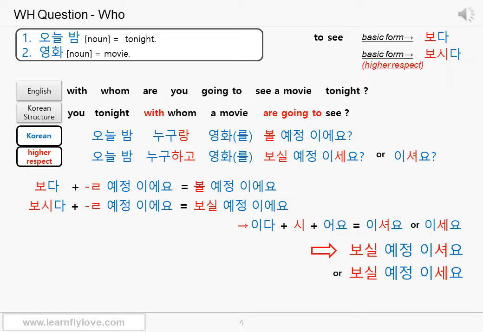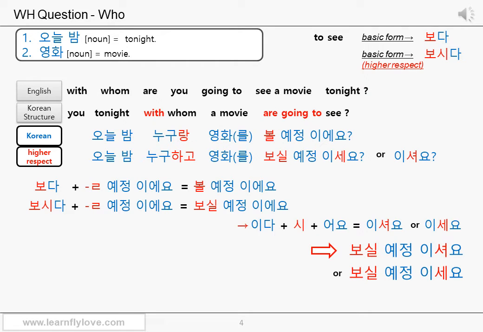Yes, it will sound natural with this position, but let's talk about this later again. You. We don't need this. And we don't have to say this again, but for your better understanding, we will keep saying that. Tonight. 오늘 밤. With whom, 누구하고, 누구랑, 누구와, they are all fine.